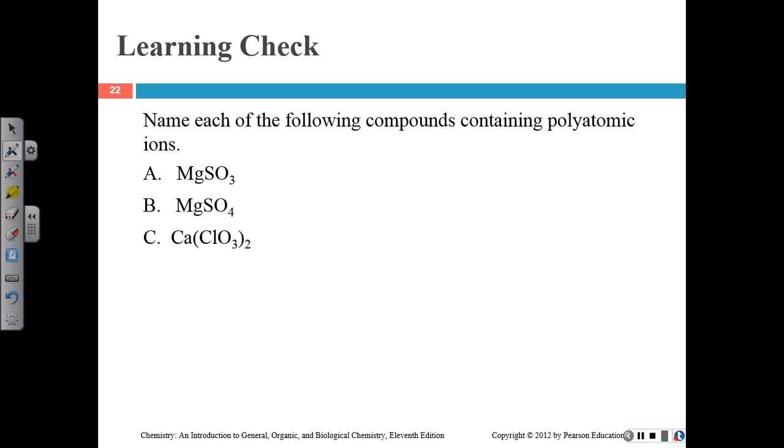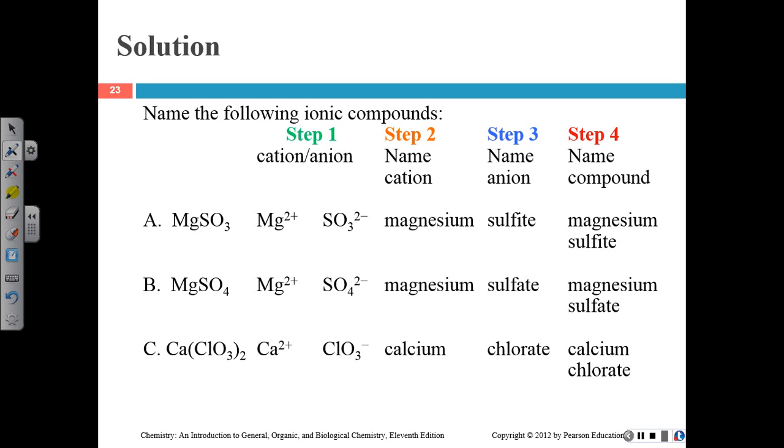If we look at A, B, and C, what classification are these? 1, 2, or 3? Exactly. They're in 3. So if they're in classification 3, here we have the ions written out, but we don't have to do anything, do we? We can write them out. That's great. We know them. But all we have to do is name magnesium sulfite. So you have to recognize that SO3 is sulfite. You would get that off your list. Magnesium SO4 is sulfate. So it's magnesium sulfate.